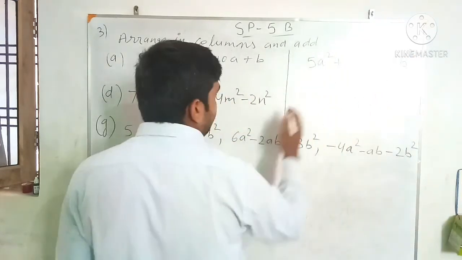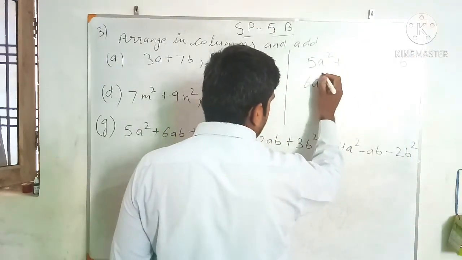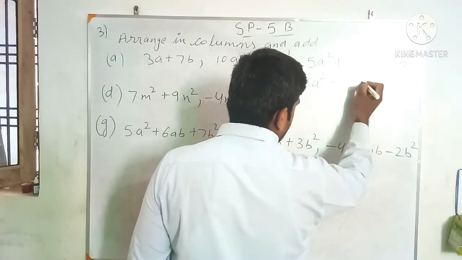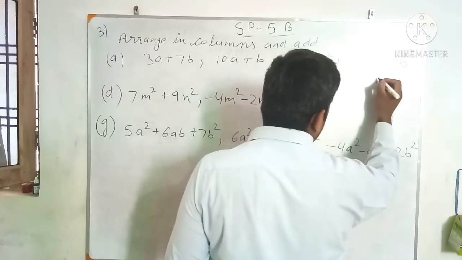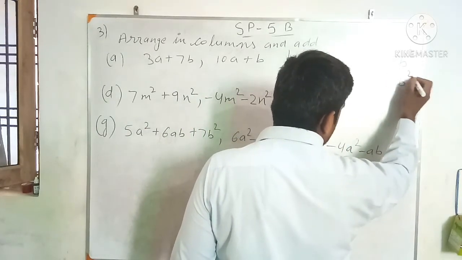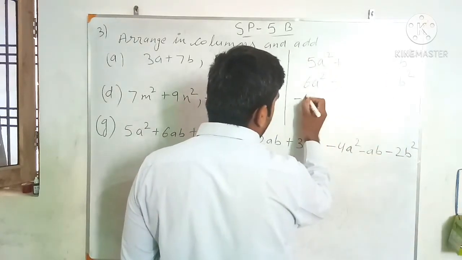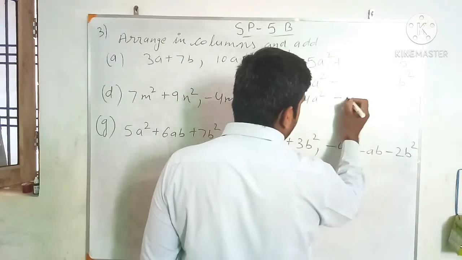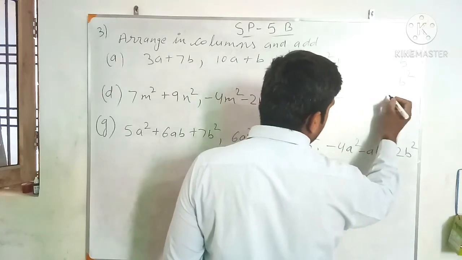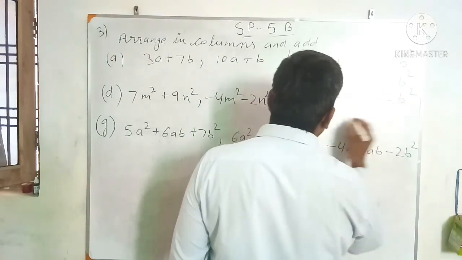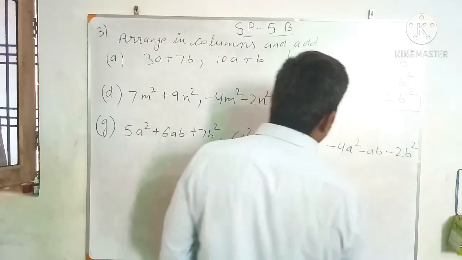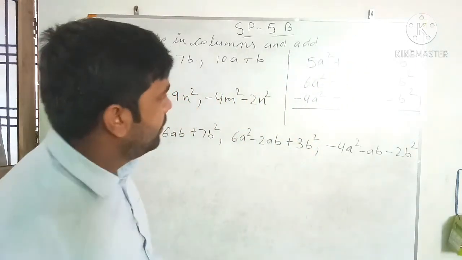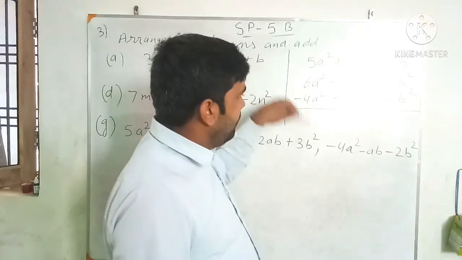Second polynomial: 6a square minus 2ab plus 3b square. Third polynomial: minus 4a square minus ab minus 2b square. Now after that we add it. See what result we are going to get. So add vertically.